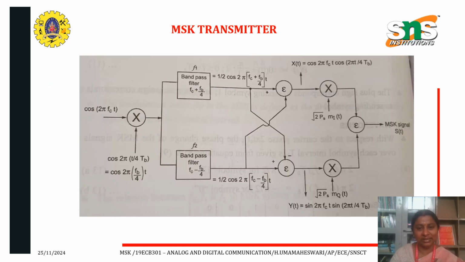This is the transmitter of an MSK signal, where the input signal cos(2π fc t) is given along with the multiplier cos(2π t/4Tb). Then it is given to the band pass filter at fc + fb/4, and the band pass filter at fc − fb/4. Finally, the outputs are given to the summing process, where the MSK signal s(t) is produced.